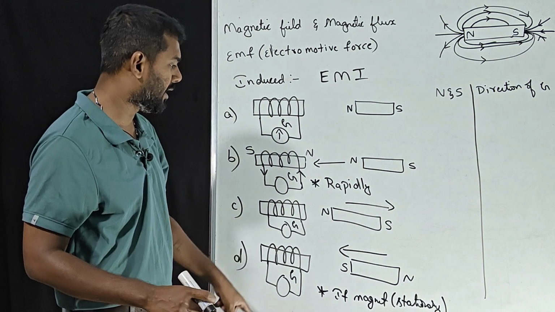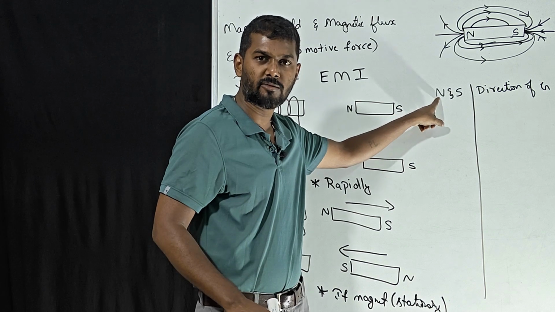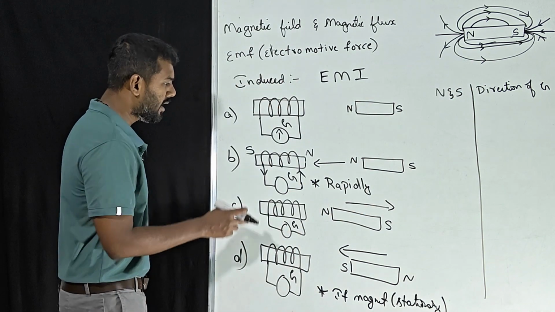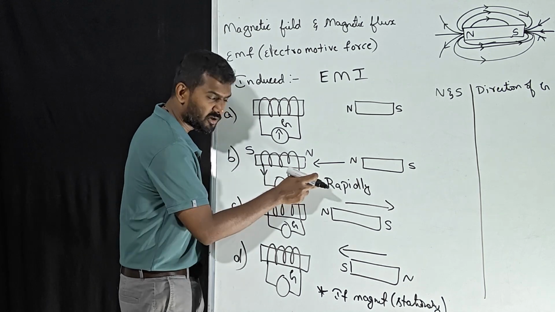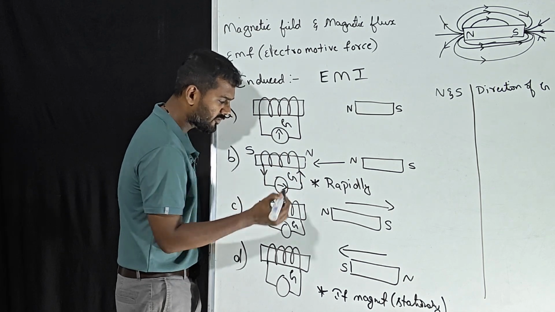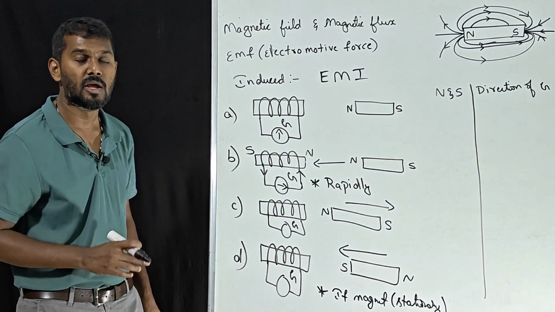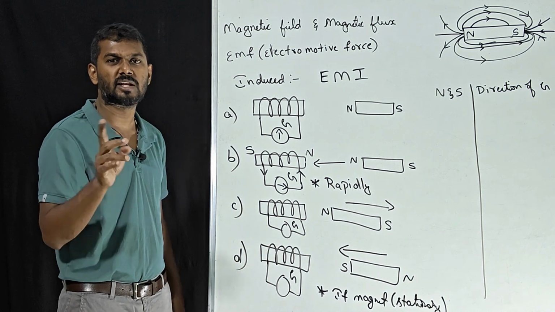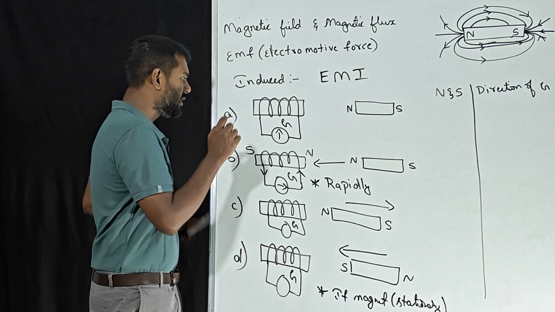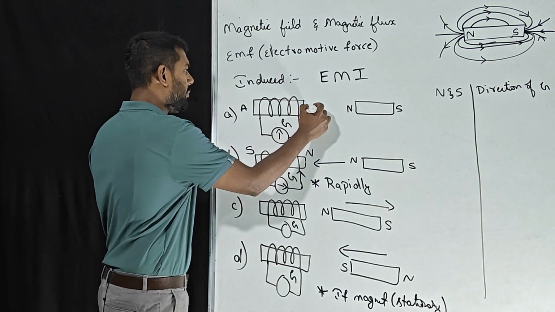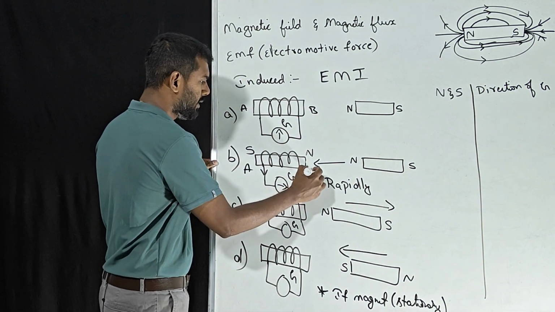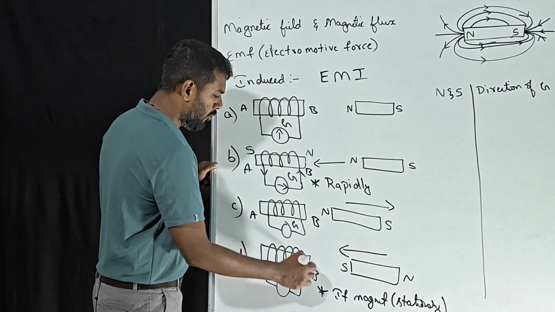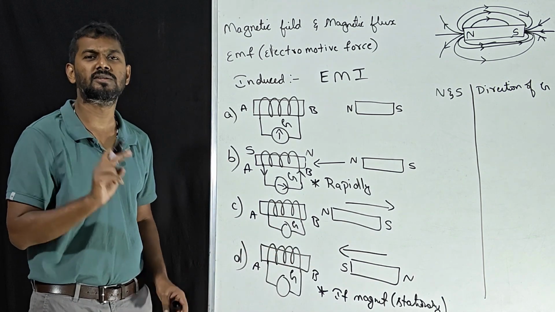So for every diagram, first we identify the north and south pole, then the direction of the galvanometer. Now see, the direction of current is moving towards the right, so the direction of the galvanometer will be towards the right. In the exam, they are going to ask in which direction the current is flowing. Assume this is A, B. Whatever letters they use, you need to understand the concept.